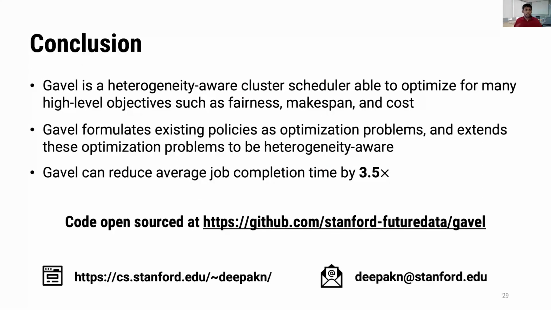To conclude, Gavel is a heterogeneity-aware cluster scheduler able to optimize for many higher-level objectives, such as fairness, makespan, and cost. Gavel formulates existing policies as optimization problems and shows how these optimization problems can be made heterogeneity-aware using effective throughput. Gavel is open source on GitHub.